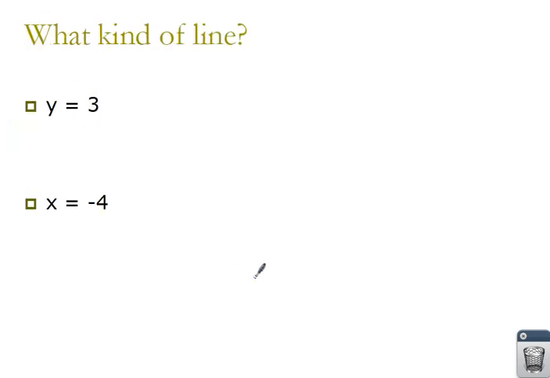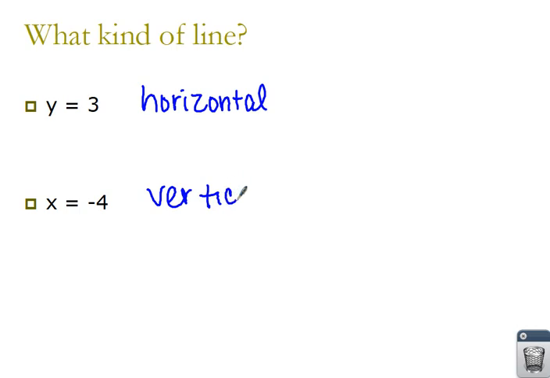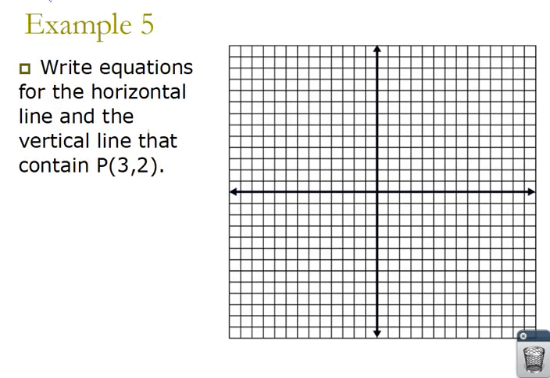Alright, what kind of lines are these? If you know your graph, y equals 3 is a horizontal line. Okay, these are the ones that we like to graph because there's no work involved. X equals -4 is a vertical line. Okay, these are ones that you need to recognize. They're a lot quicker to graph than any of the others.